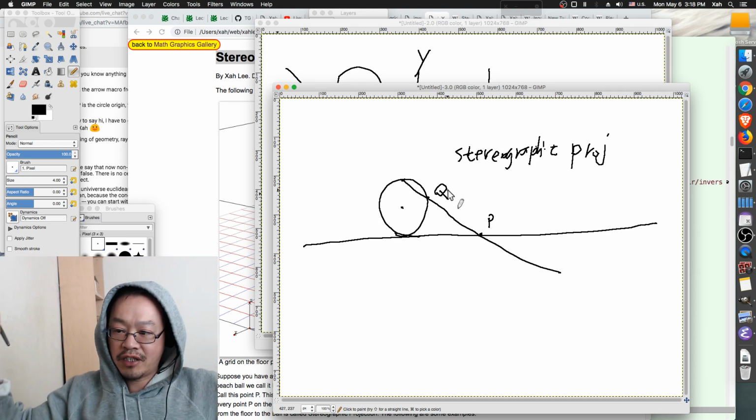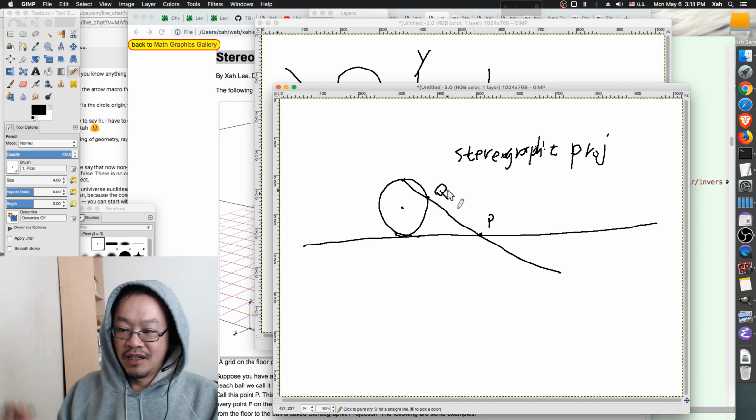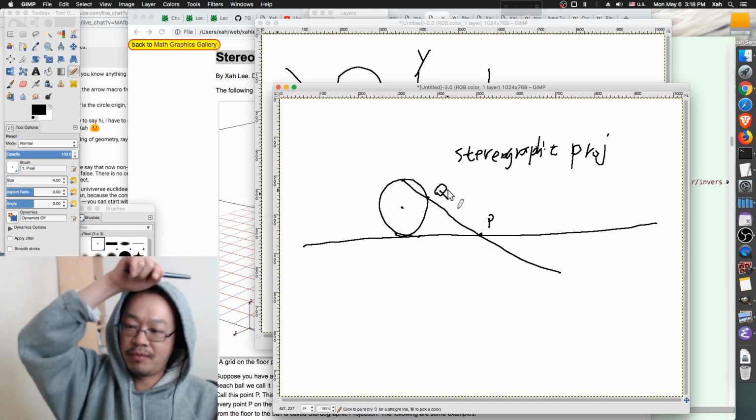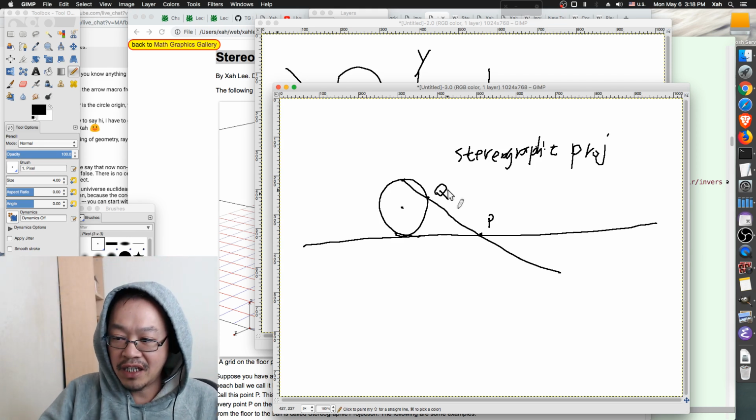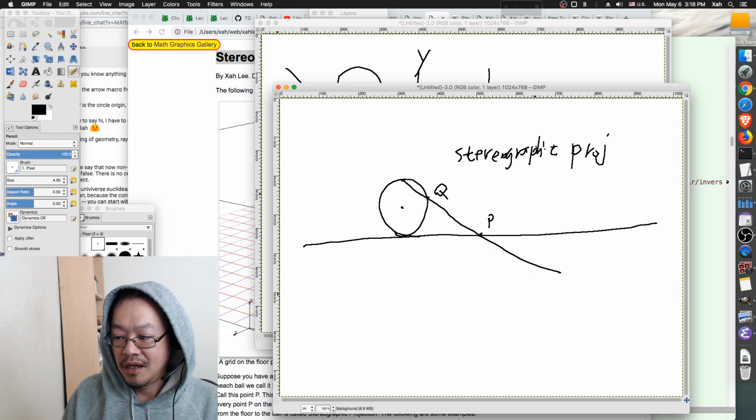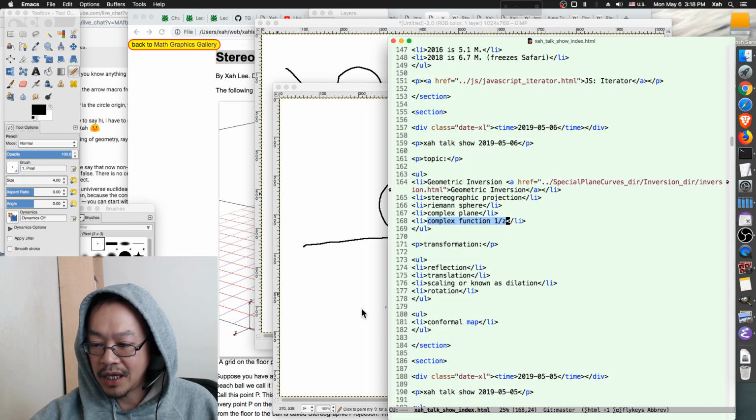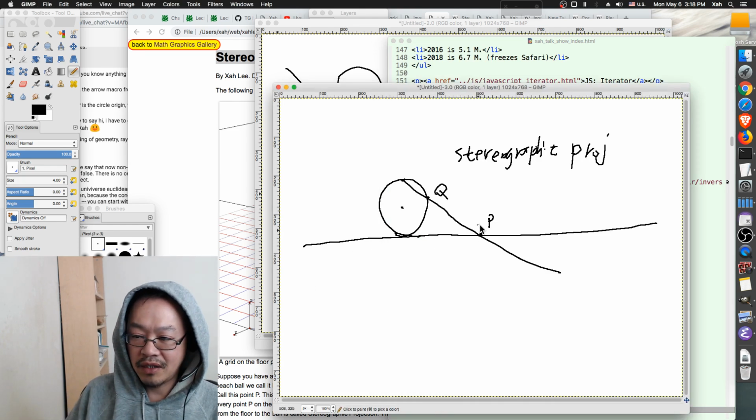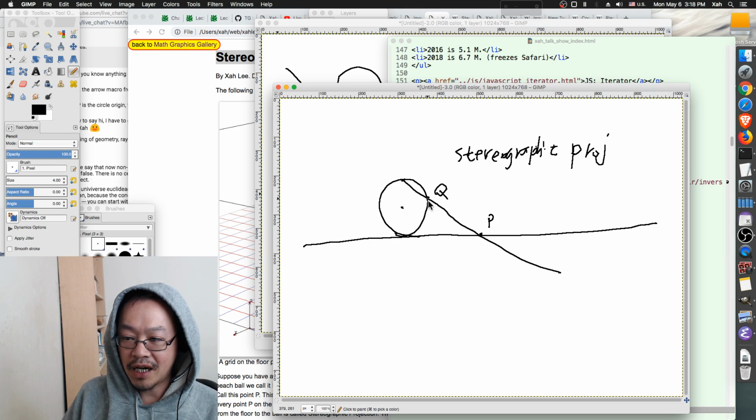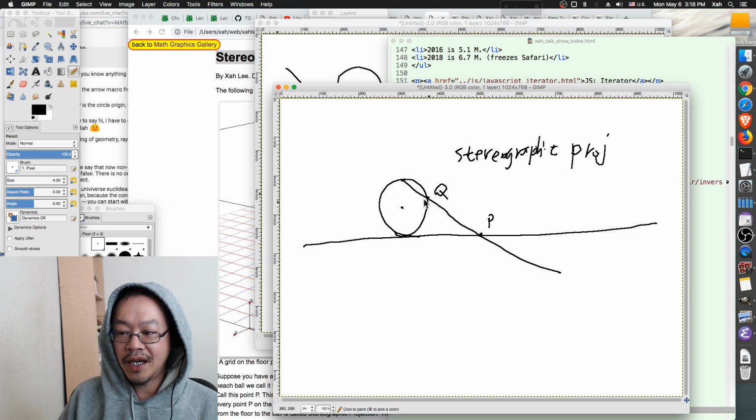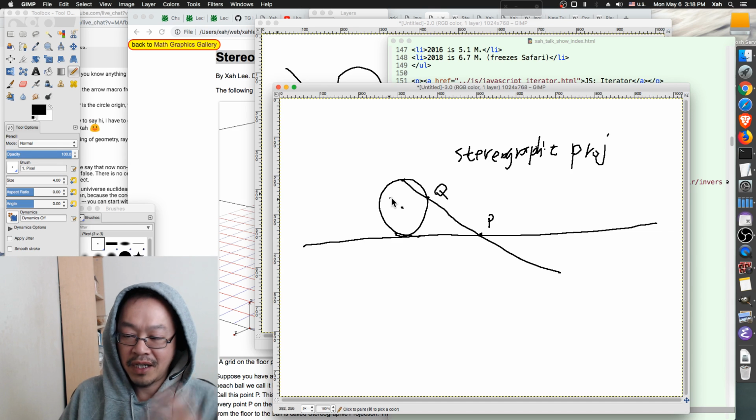Imagine this is three-dimensional space. So we project the line from the North Pole to any given point in the plane. That's how we got our point Q. When the line intersects with the sphere, we get an intersection point Q, and that is the image of P. P and Q are related in that way.